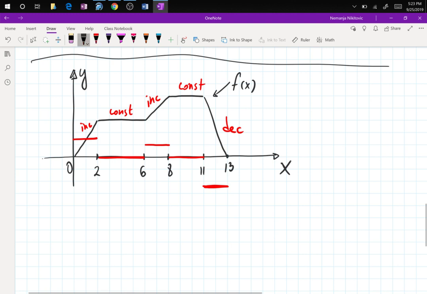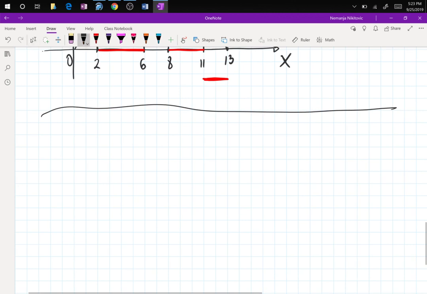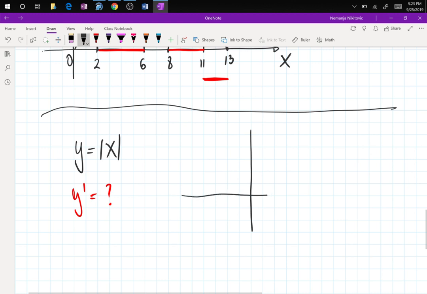Another one that might pop up in life is y equals absolute value of x. What is going on with the derivative of this thing? So let's draw the function. We know it's a V shape at 45 degrees. That's how much you learned, hopefully, in pre-calc.